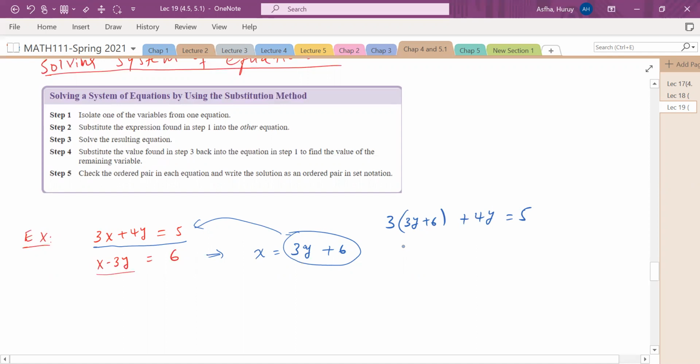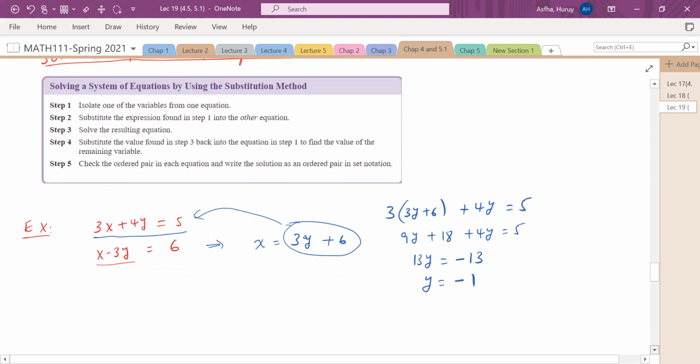So distributing this one will give us 9y plus 18 plus 4y equals 5. So on the left side, I will keep the variable term, and that will be 13y. And I'll take this one to the other side. 5 minus 18, that will be negative 13. So y will be negative 1.